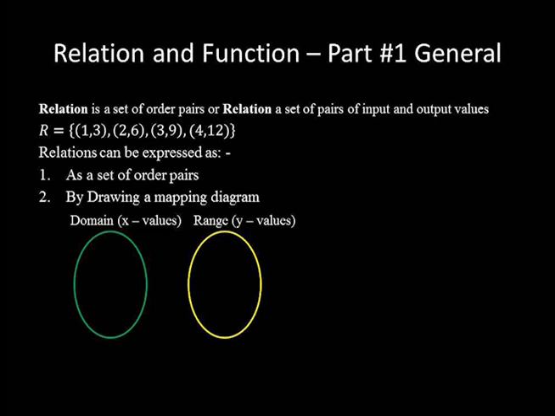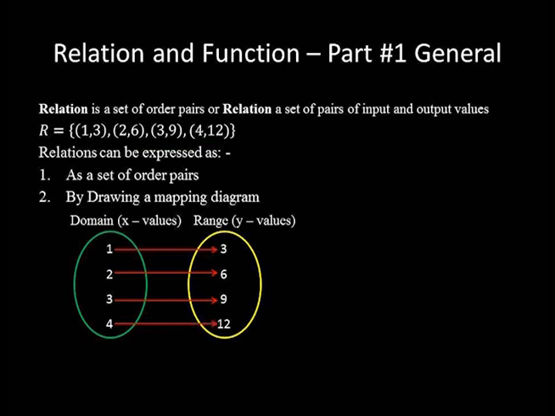X values are 1, 2, 3, and 4. Range or y values are 3, 6, 9, and 12. Next, we have to show the relation between domain and range by drawing an arrow from domain to range. 1 corresponds to 3, 2 corresponds to 6, 3 corresponds to 9, and 4 corresponds to 12.